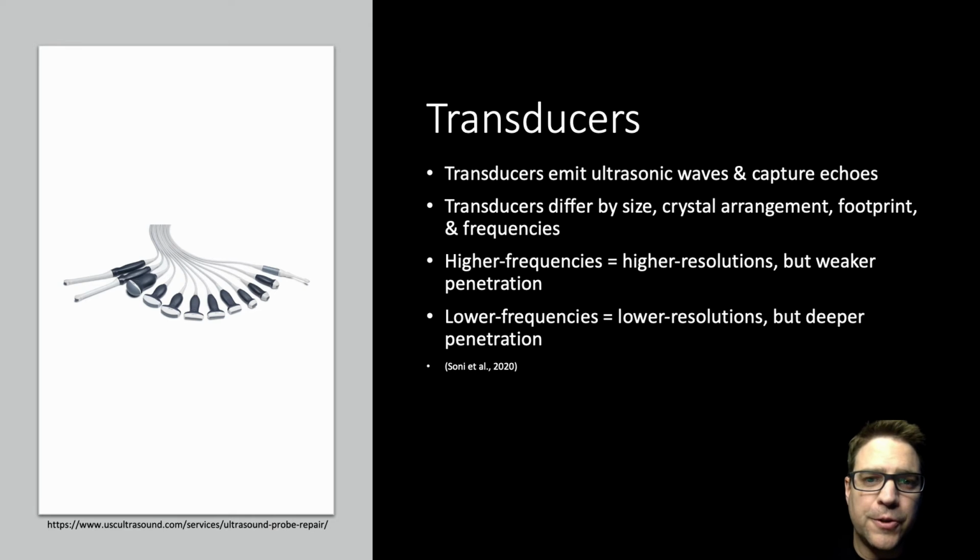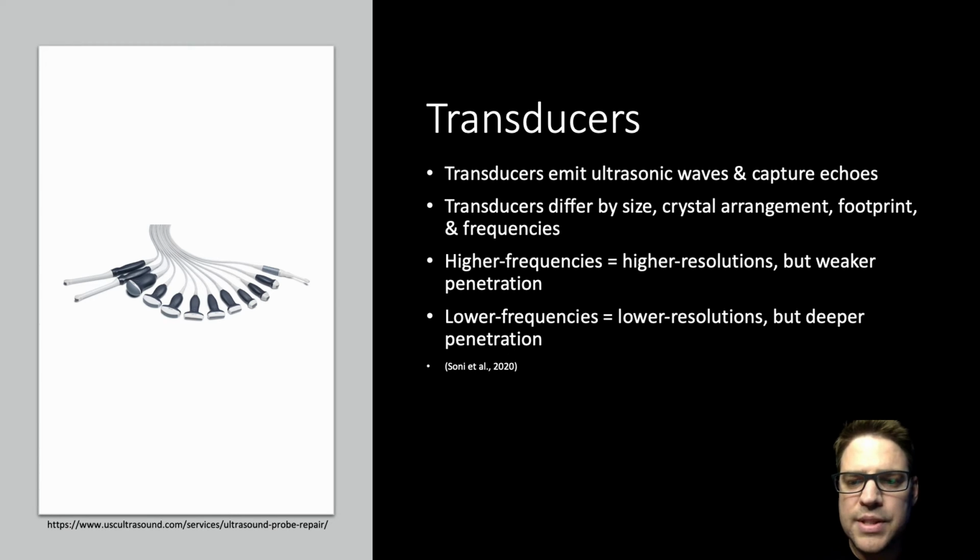The transducer, also called the probe or knob, is that handheld component of the POCUS machine that emits ultrasonic waves and captures the returning echoes. There are numerous types of transducers which differ from each other by size, crystal arrangement, footprint, and frequencies emitted.